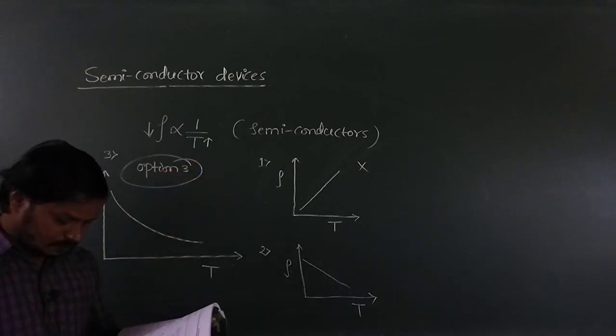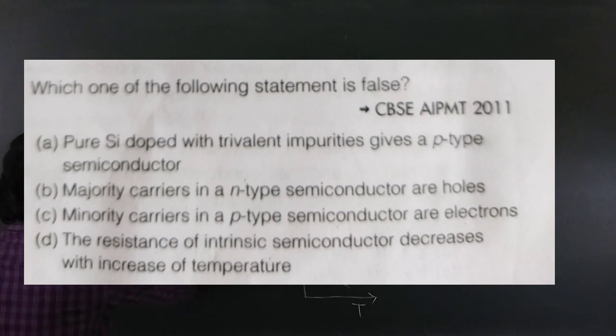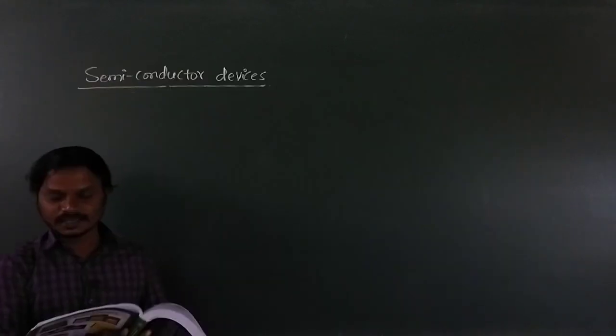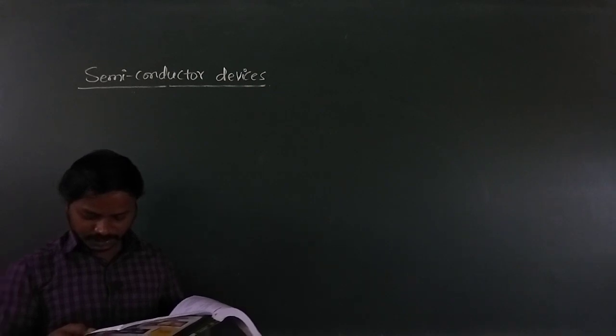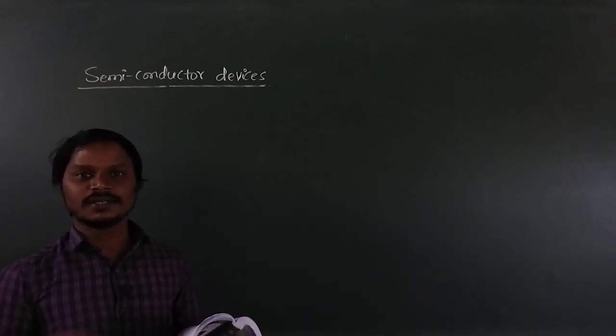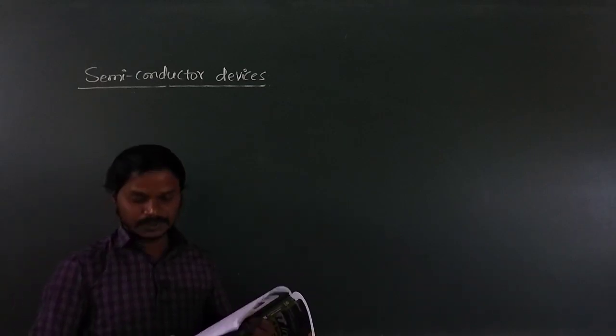Now next question. Which one of the following statements is false? There are 4 statements. What is the first statement? A pure silicon semiconductor doped with trivalent impurities gives a p-type semiconductor. Then it is correct, it is not false, because pure silicon doped with trivalent impurities gives a p-type semiconductor.